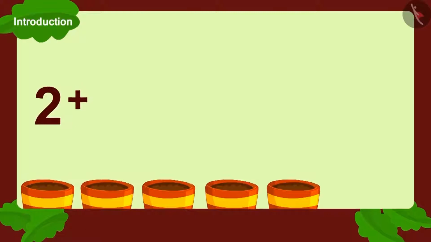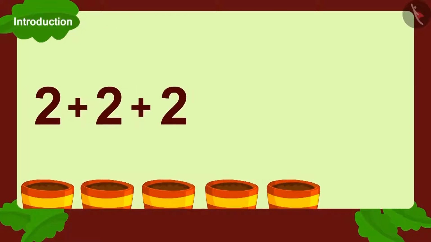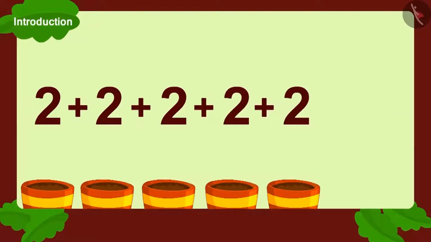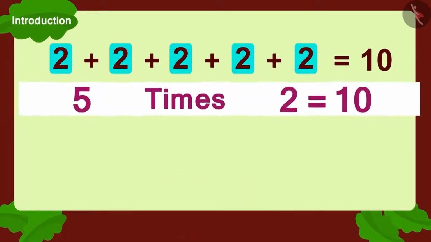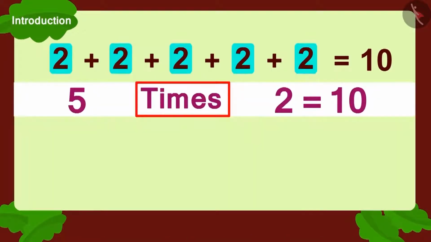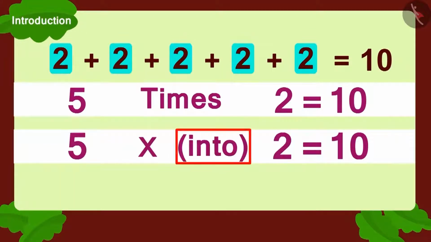Add 2 to 2. Again add 2. Again add 2. And finally, 1 more. How many seeds do we get? 10 seeds. Each pot has 2 seeds, and there are 5 such pots. We can write it as 5 times 2, or we can also write it as 5 multiplied with 2.